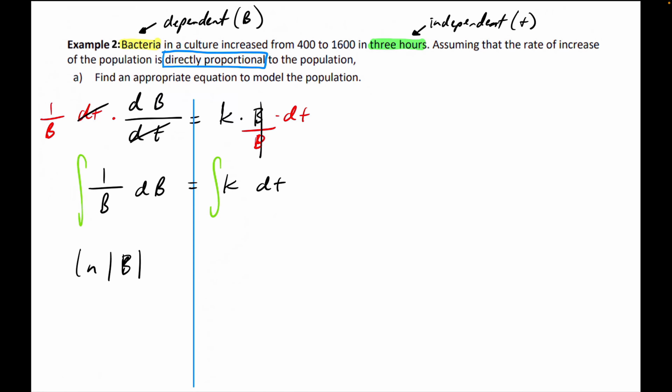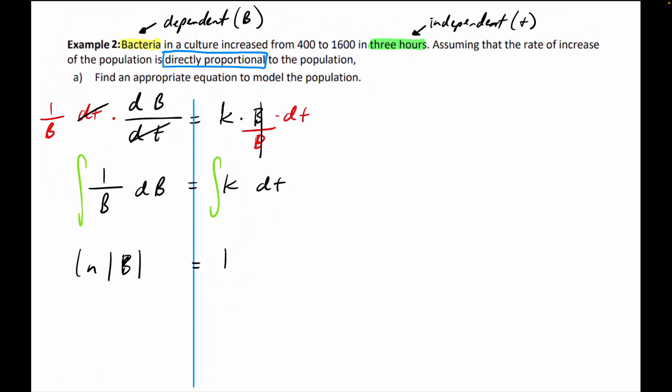Again, I'm keeping it in bars because it has to be positive. Bacteria is always going to be positive. You can't have negative bacteria. So the bars aren't really that important on this problem, but it's just good practice. Okay, so what's the antiderivative of the right side?